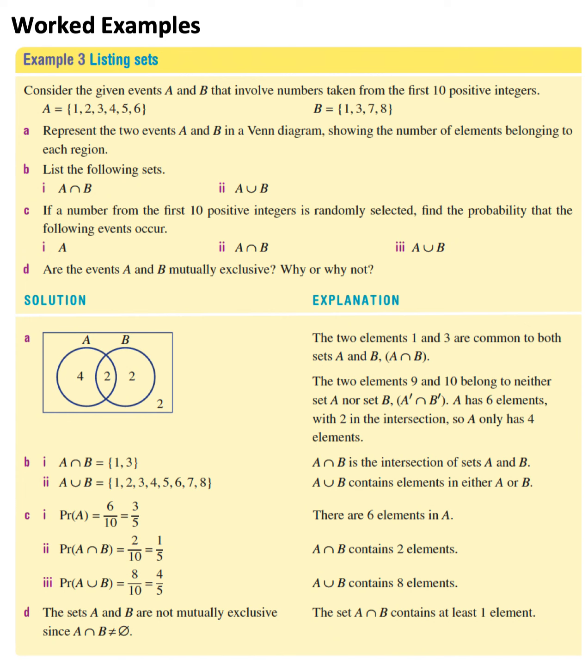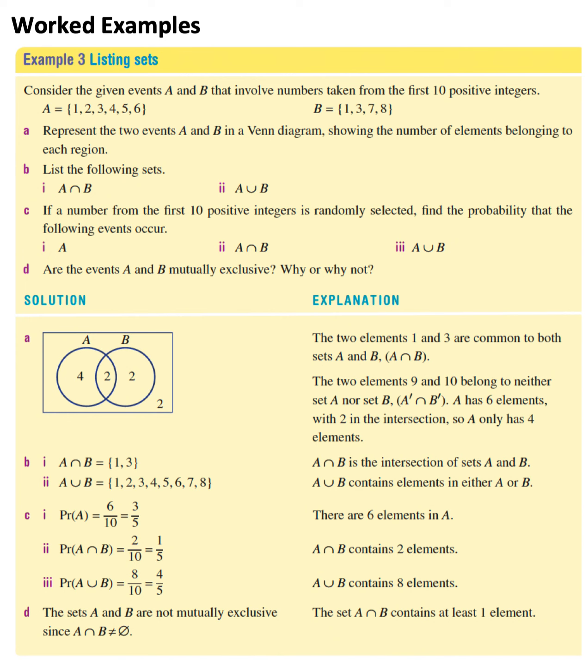So we want to consider that the given events A and B that involve numbers taken from the first 10 positive integers. So we're only looking at positive numbers, and remember that integers is another word for a whole number. So set A has 1, 2, 3, 4, 5, and 6, and set B has 1, 3, 7, and 8.